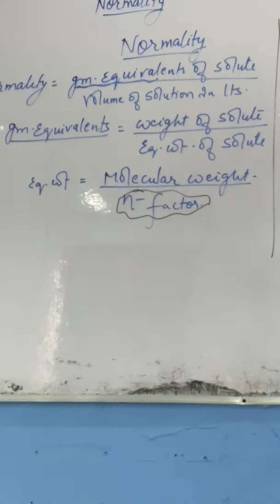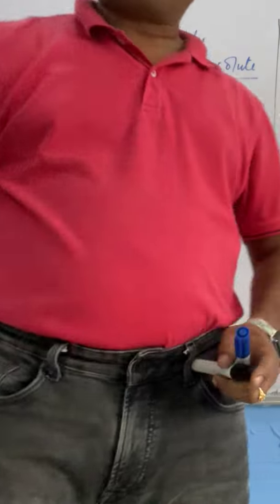Then we calculate n factor in terms of redox reactions, and lastly we calculate n factor in terms of salt analysis. Okay, so let's discuss these three factors to calculate the normality.